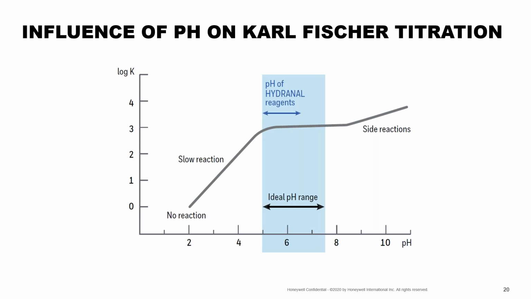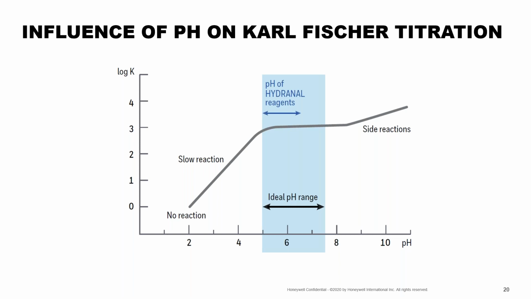If we're down at pHs below these, we're going to be having slower reactions, not ideal, obviously, from a productivity element. And actually, if we get down below pH of 2, the Karl Fischer technique will be suppressed completely, so actually no reaction will take place.